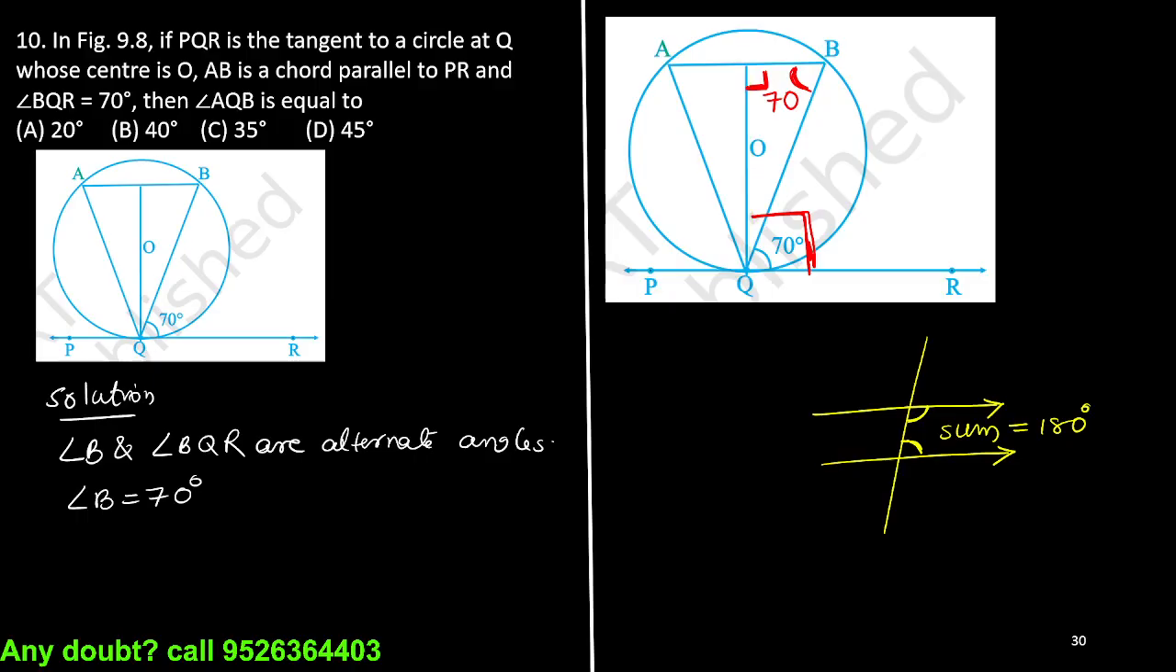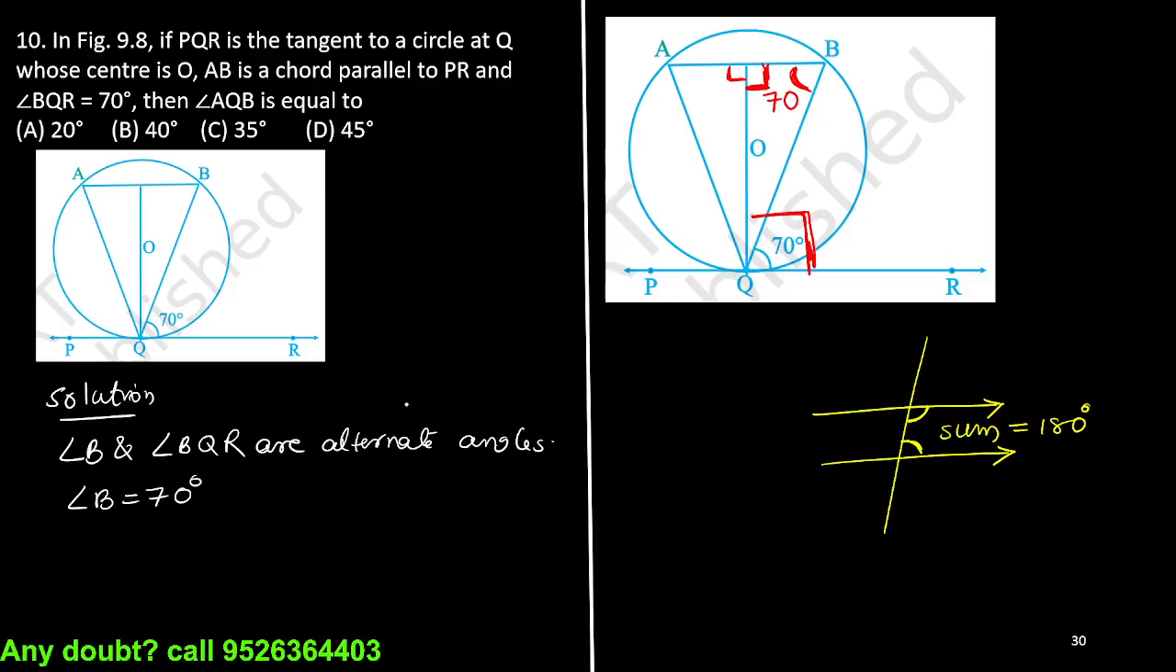This angle is 90 degrees. Then this angle is also 90. You know that the total in this linear pair is 180. If it is 90, this one is 90. So you have to write the reason.